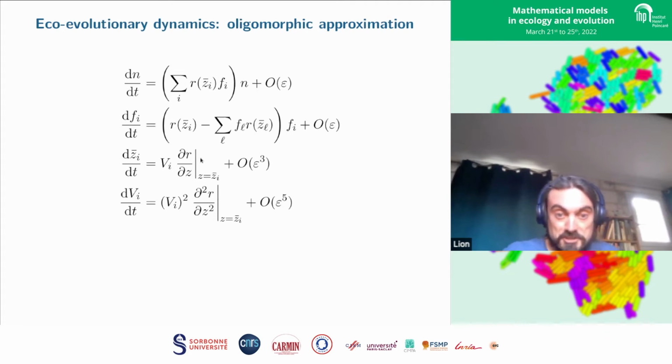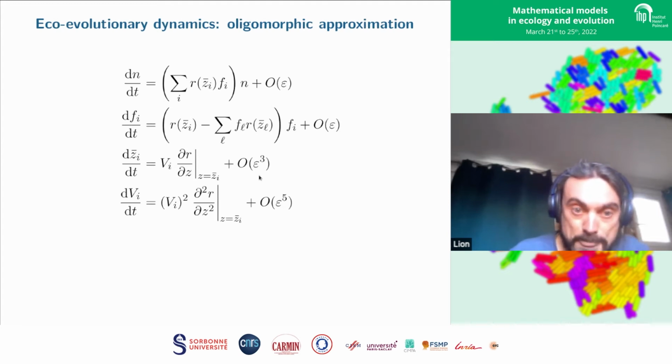Importantly, and we'll stress this later, these functions still depend on the environment, so they can depend on the other morphs, on the total density, on the density of a resource, so we still have frequency and density dependence. These morphs are not independent, all the equations are coupled. So now we have that.